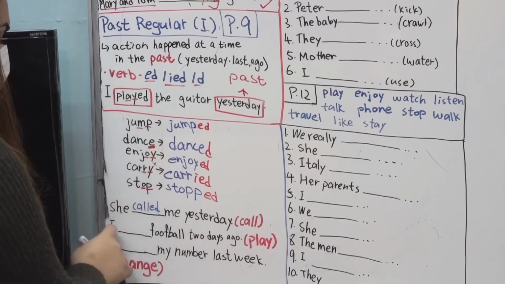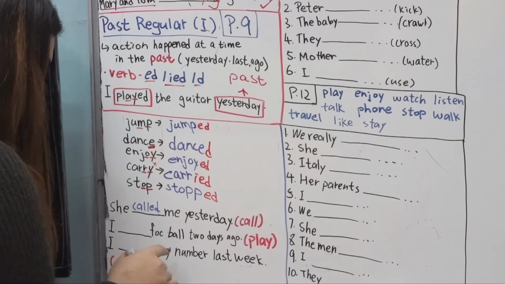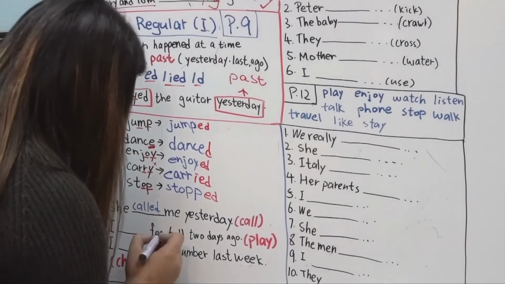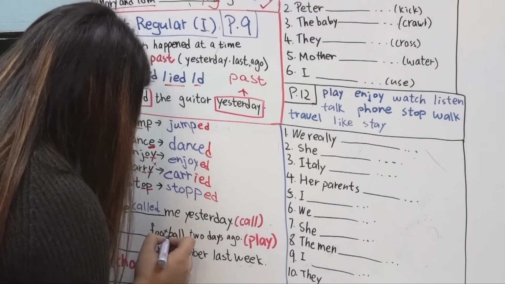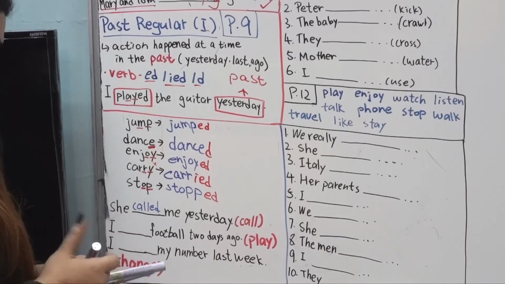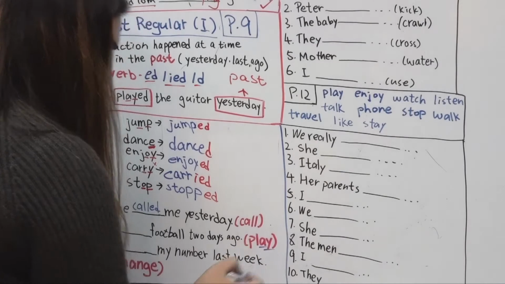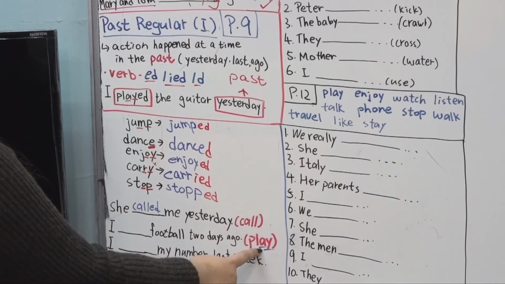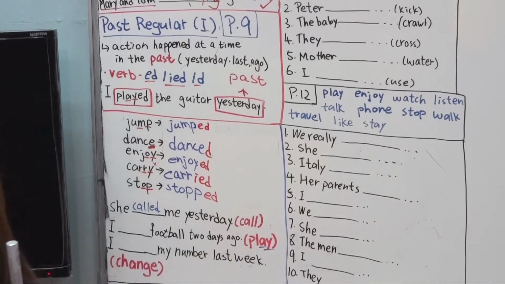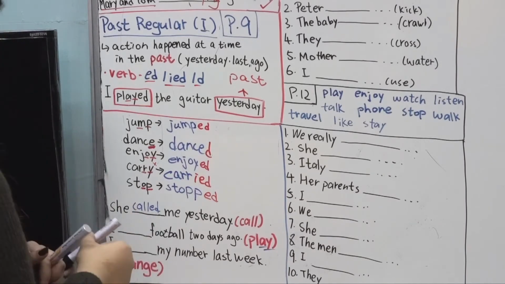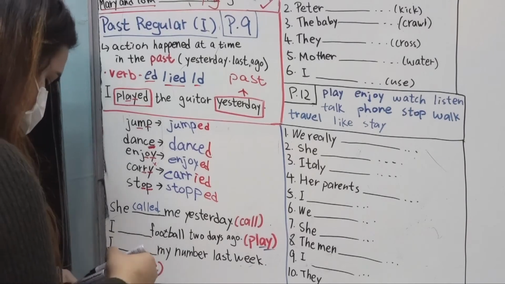All right. Number 2. I play football 2 days ago. The verb I gave you is play here, right? Play. It ends with a vowel and letter Y. What do we have to do? We just add ED. Play becomes played. Okay, played.